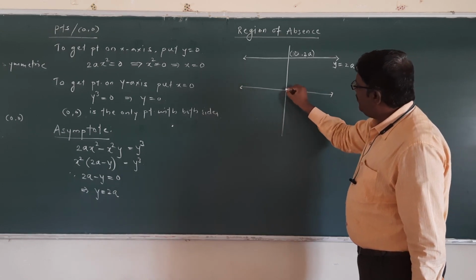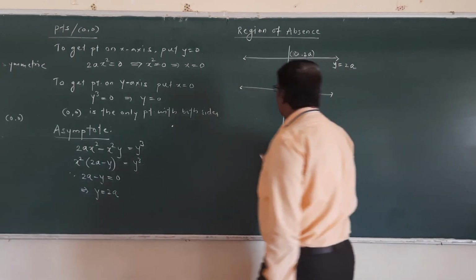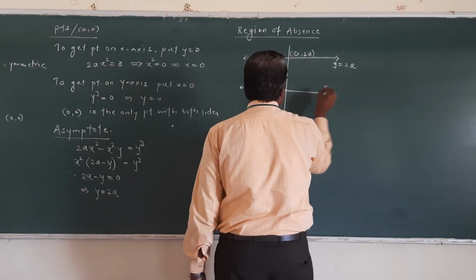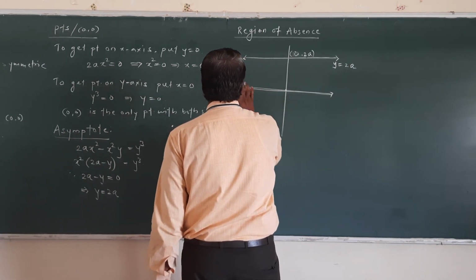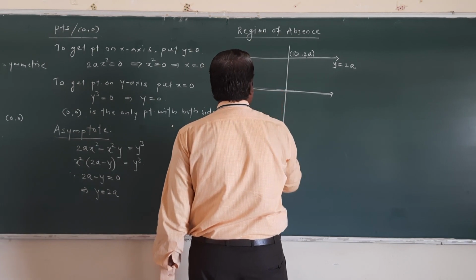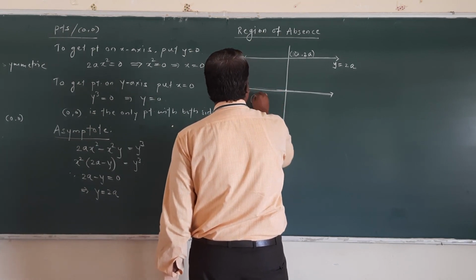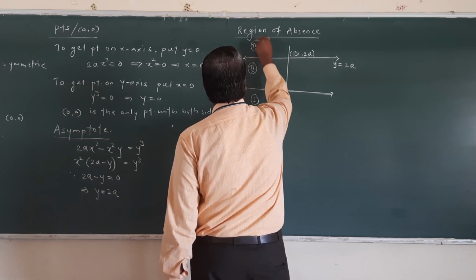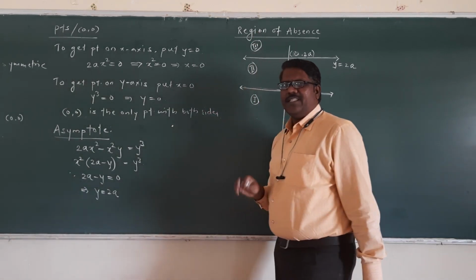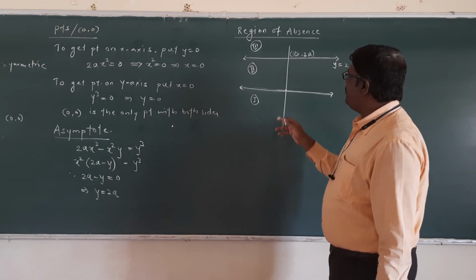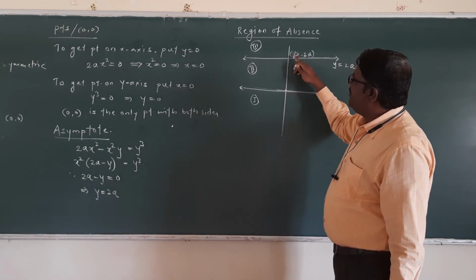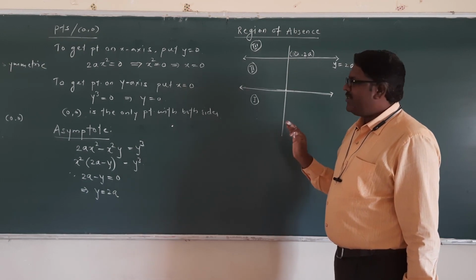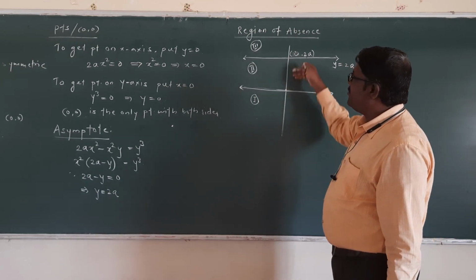So here the point of intersection is the origin. Already I have drawn the x-axis. It means there are a total of 3 partitions. So this is partition 1, this is partition 2, and this is partition 3. Now after getting 3 partitions, we have to check whether the curve is present in each partition. For that, we will define each partition.